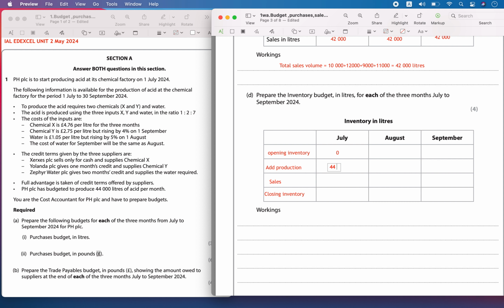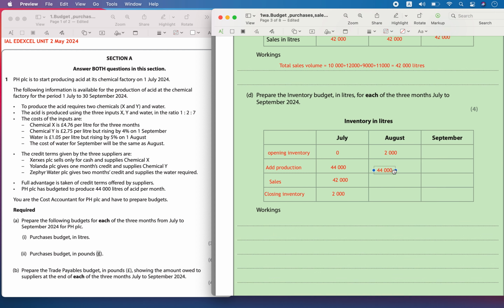44,000 liters were produced. Out of that, 42,000 of sales is happening, which has been committed by 4 customers per month. So at the end of the month of July, they will be left with 2,000 liters. This is going to become the opening inventory for the month of August.